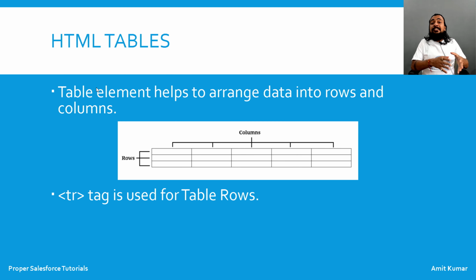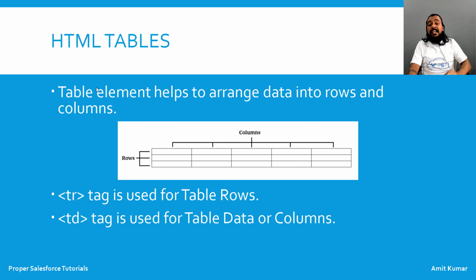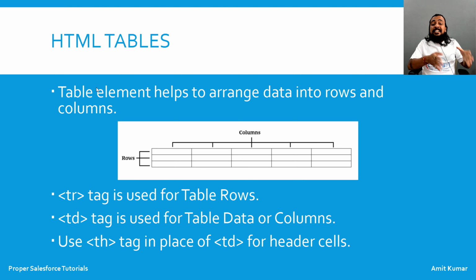Now TR tag is used for table rows, TD tag is used for table data or table columns. We also use TH tag in place of TD tag specifically for the header cells. So basically you might have seen tables with the first row as header cells. Like the text written over there is much bolder, much bigger in size. So if you want to show the heading of that specific column in a much bolder way, you can use TH tag in place of TD tag.